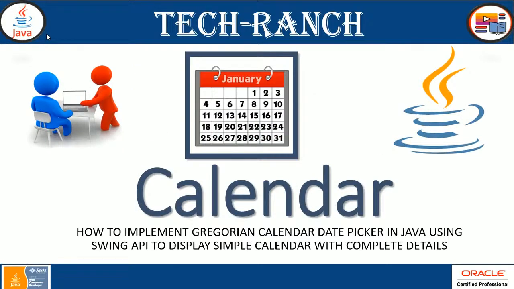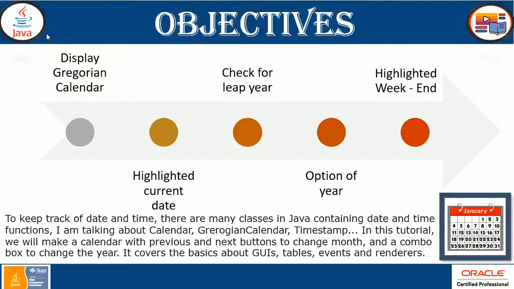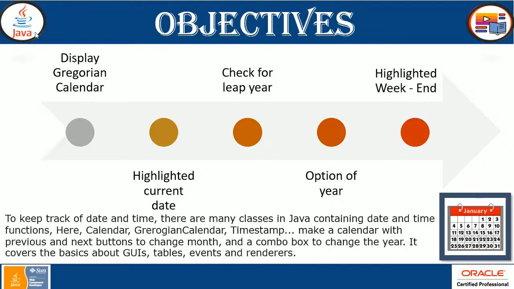Calendar. So in this session, we are going to see how to implement a Gregorian calendar date picker in Java using Swing API to display a simple offline calendar with complete details. Now let's take a look at the objectives. To keep track of date and time, there are many classes in Java containing date and time functions. Here: Calendar, Gregorian Calendar, Timestamp. Make a calendar with previous and next buttons to change the month and a combo box to change the year. It covers the basics about GUI, graphic user interfaces, tables, events and renderers.